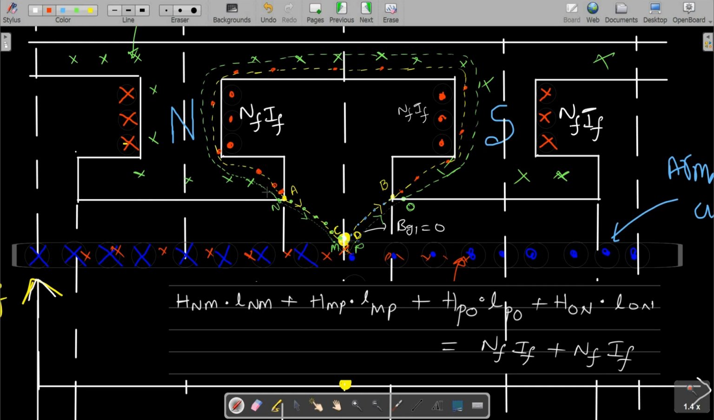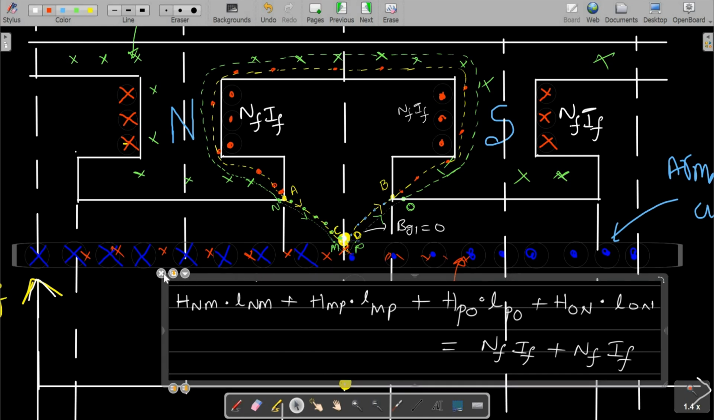Now you see this green line, the full line MNOP, also encloses the same MMF, the same NFIF, as the previous one. This is the meaning of this MMF equation.